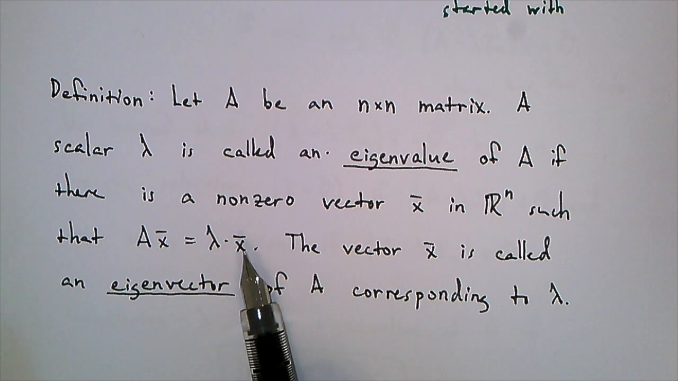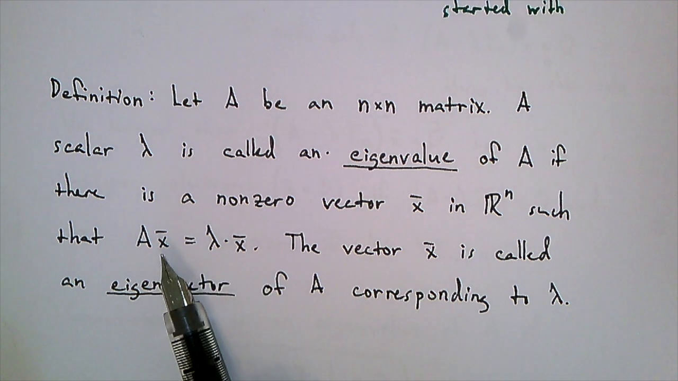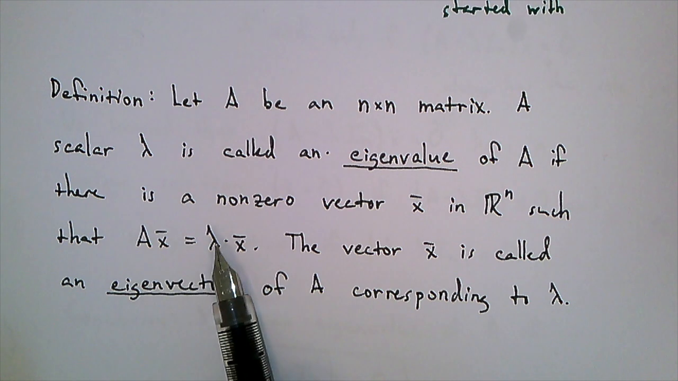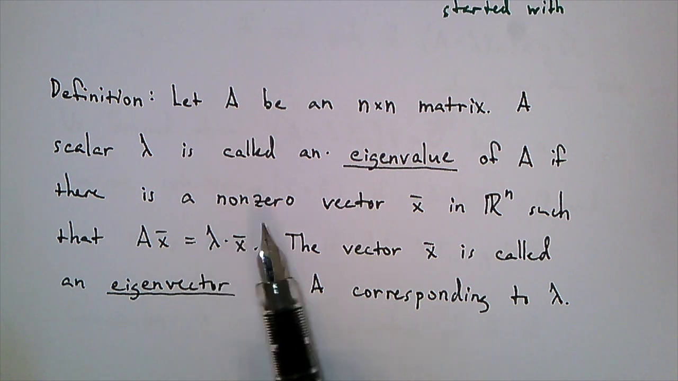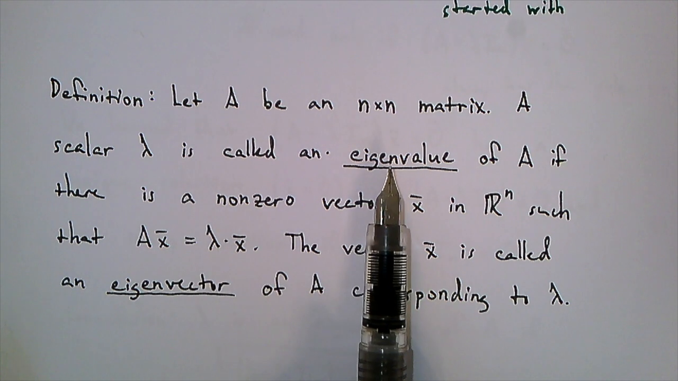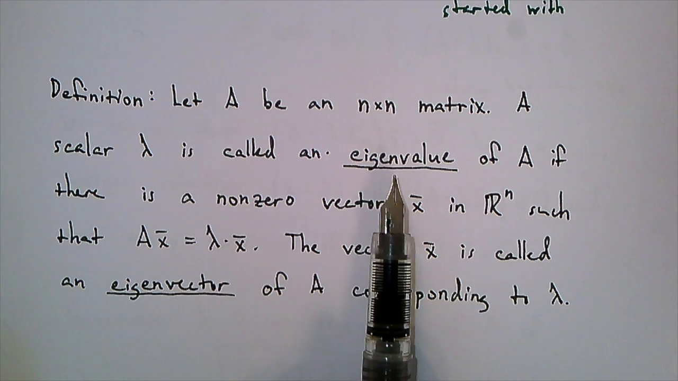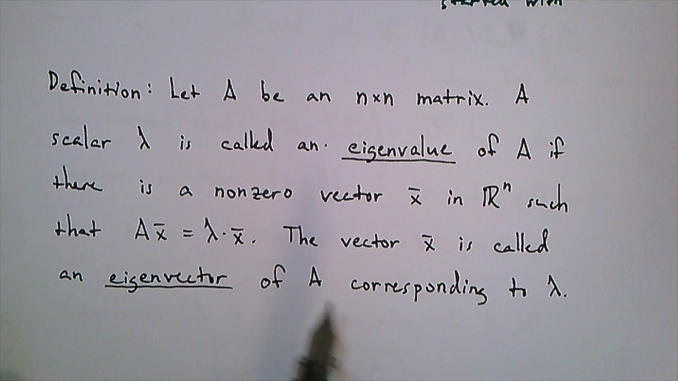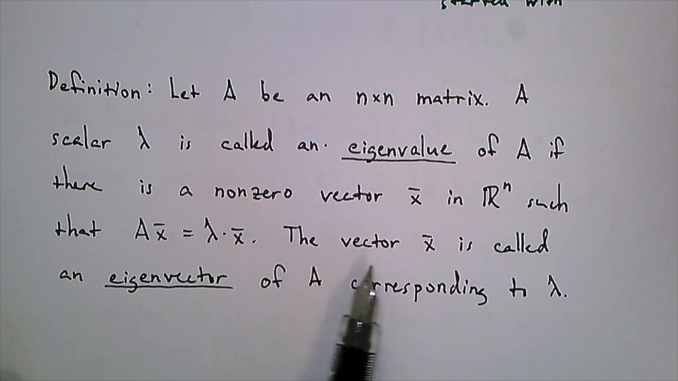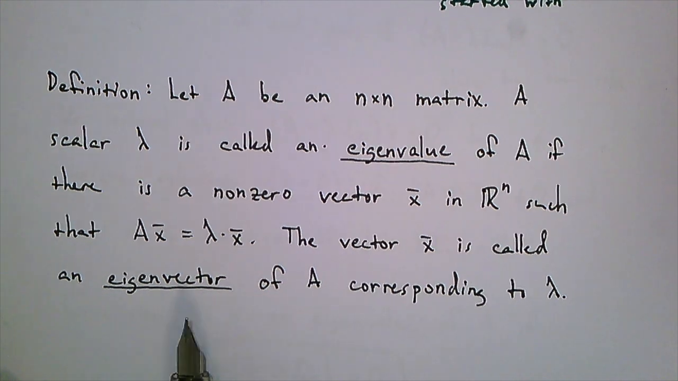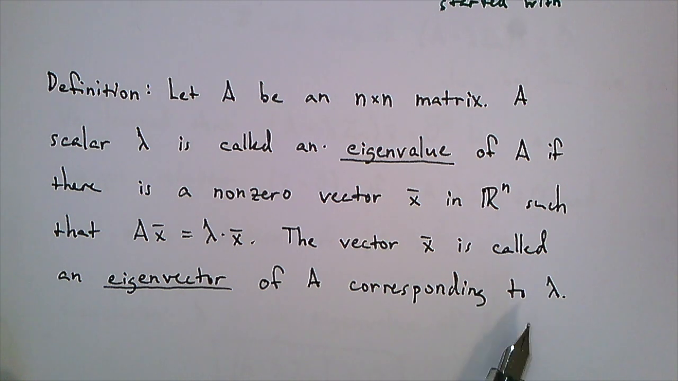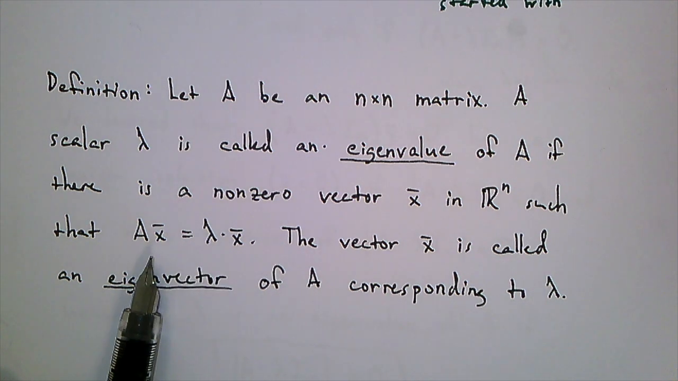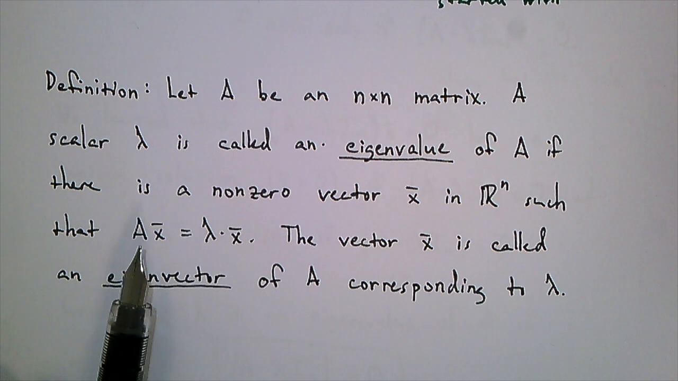So just like in the example, we found vectors where we could get a multiplication by 2 or a minus 1. This can happen for any matrix, and we call the scalars eigenvalues. And then the vectors also get a name. The vector x is called an eigenvector of A corresponding to lambda. So x is the same vector here in this equation. It's what we multiply by the matrix A.